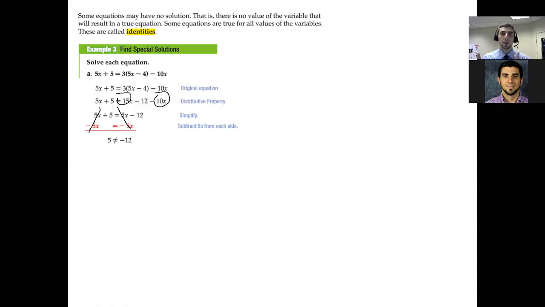Well, if you take a number, multiply it by 5, and then add 5, you're never going to get the same answer as if you subtracted 12. So this is an example of an equation that has no solution. All right, so the two things that happened, the variables all canceled, and what was left is actually not equal, which is a false statement. And if you get a false statement, that means there's no solution.